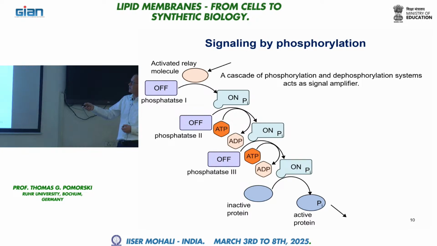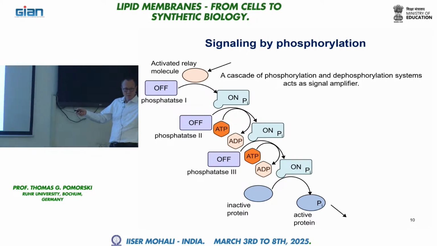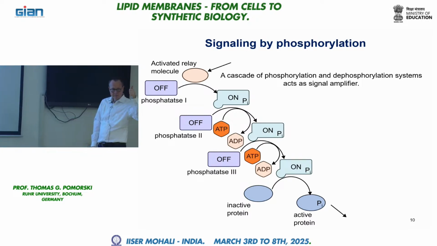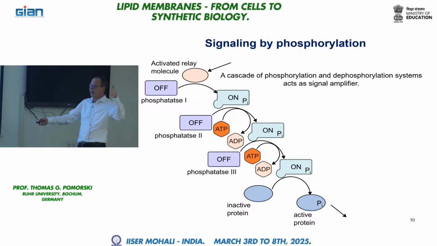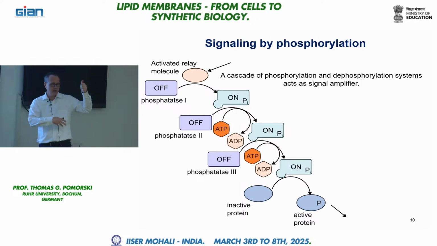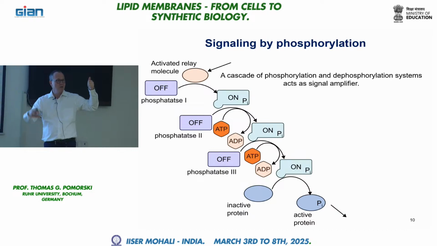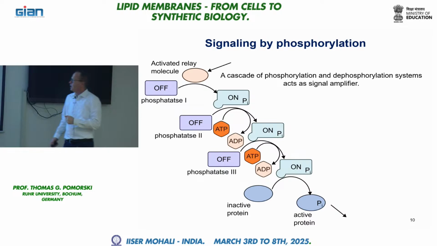Okay, so that would be this cascade. You would eventually have only one receptor activated, but in the end that results in an activation of hundreds or thousands of copies of the same protein inside.